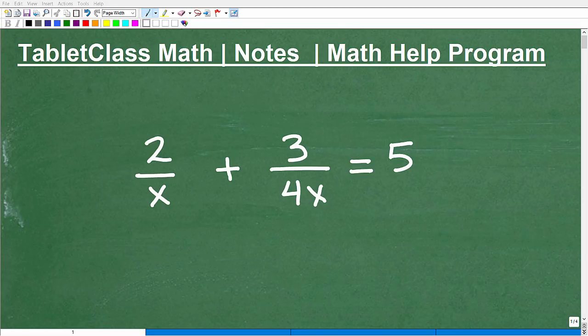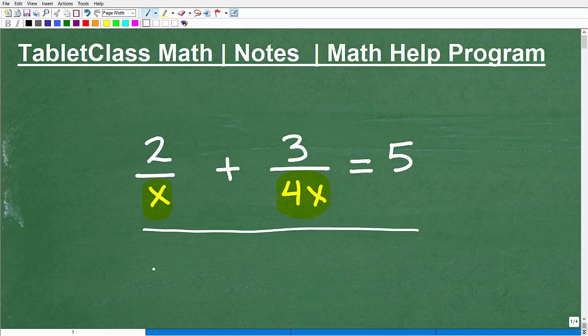Okay, so let's go ahead and solve this equation. This is 2 over x plus 3 over 4x is equal to 5. We're going to be solving this equation in just a second. But if you look at this type of equation, what's interesting is that the variables are down in the denominator.